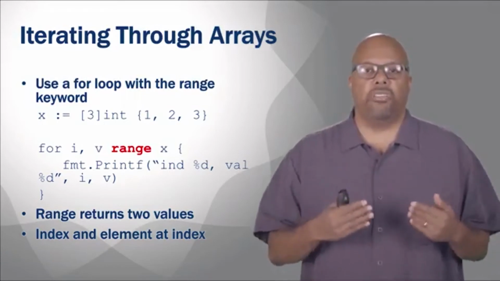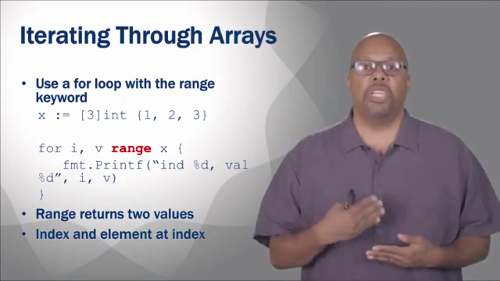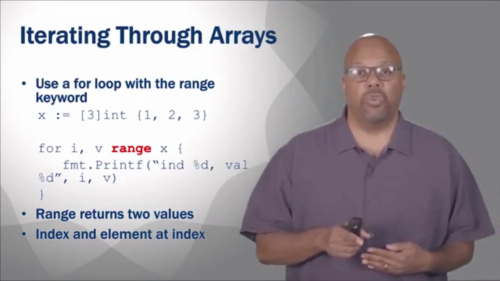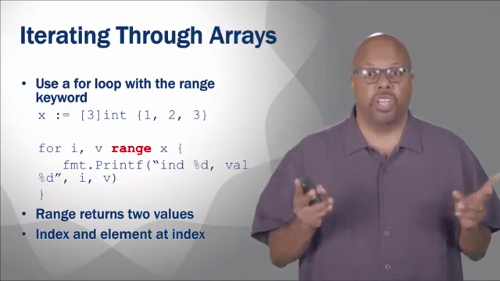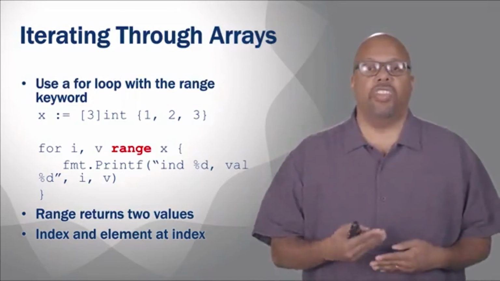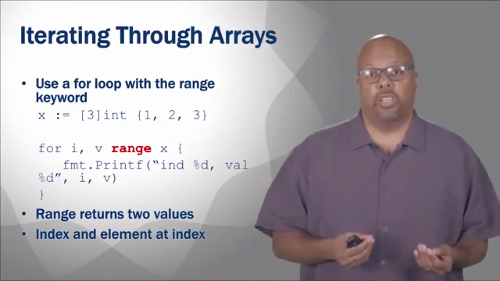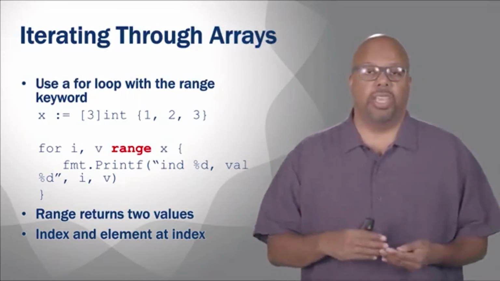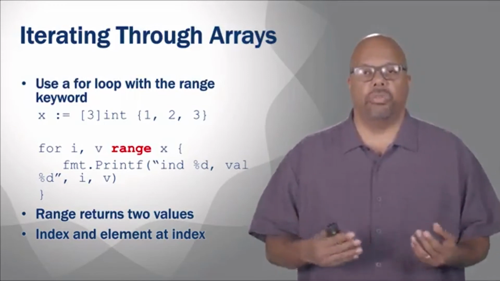So the first pass through, when i is equal to 0, v is going to be equal to 1, because the first element in that array is the number 1. So the 0th element is the number 1. Then in the next pass, i is going to be 1, and v is going to be 2, because the first element, counting from 0, is the value 2, and so on.